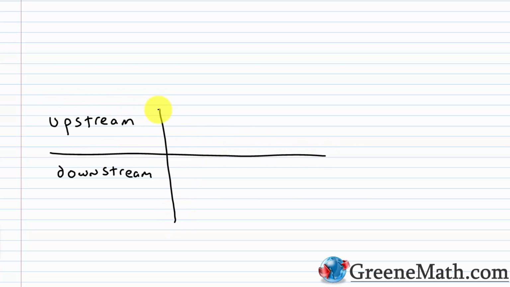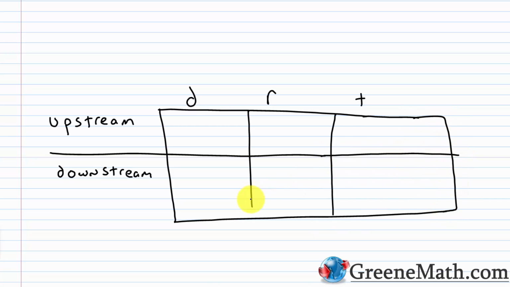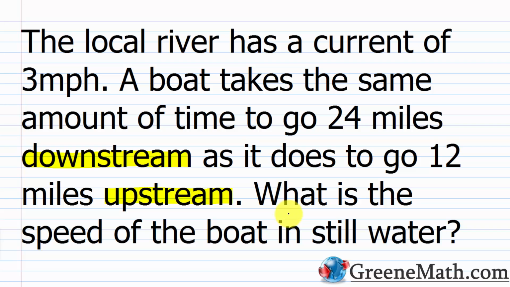Now, the components of the distance formula, let's think about those. So we have distance, which I'm just going to abbreviate with a d. We have the rate of speed, which I'm going to use an r for. And then we have the time. So what I want to do here is just fill in this table and get the information that I'm going to need to create an equation that's going to allow me to solve and figure out an answer for this problem. So let's scroll back up to the top real quick. All right, so it tells us in the problem that the boat is going 24 miles downstream in the same amount of time as it does to go 12 miles upstream.